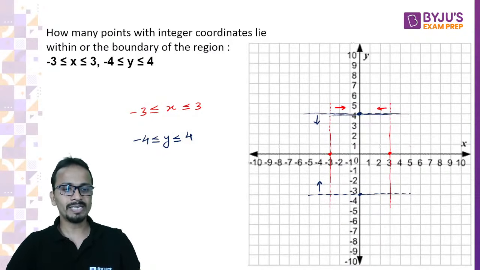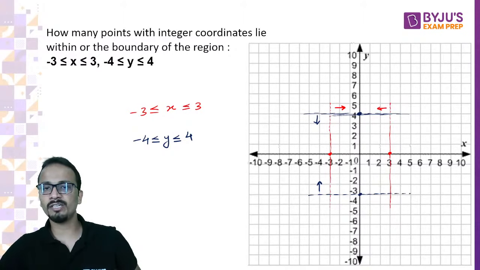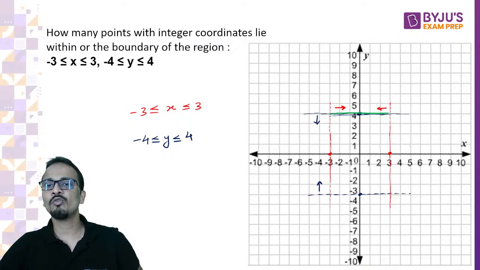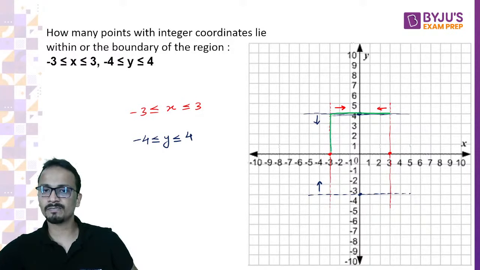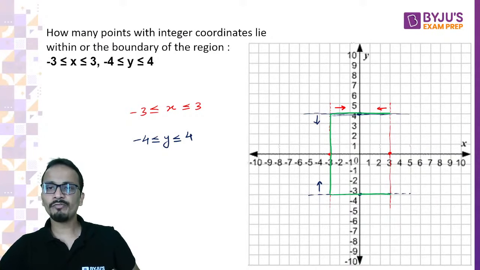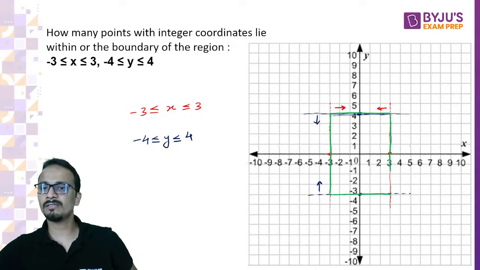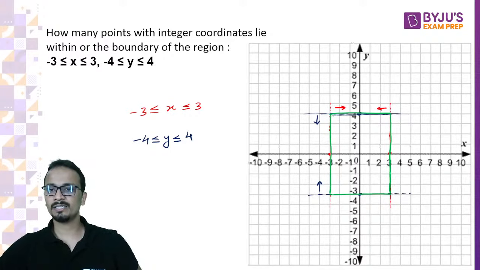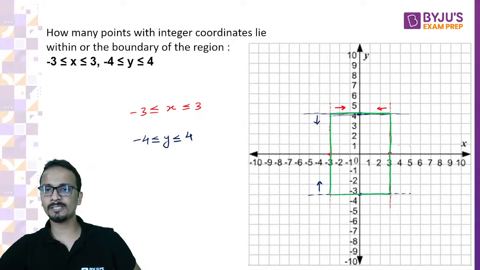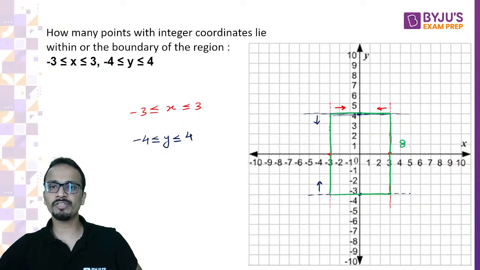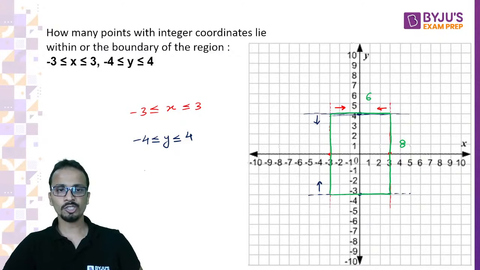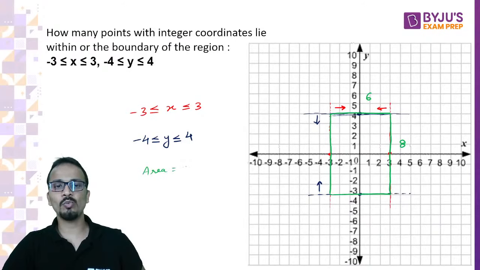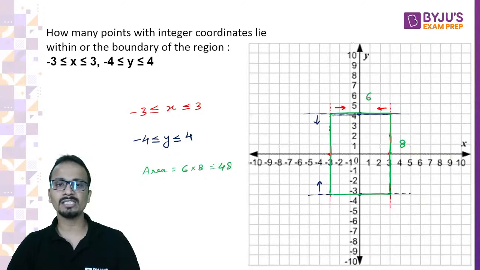So basically what figure have we obtained? We have obtained a rectangle which I am now marking with green color. If you have to find the dimension of this rectangle, I can say that the height of this rectangle is 8 units and the width of this rectangle is 6 units. So the area of this rectangle will be 6 into 8, that is 48. So this is one question that can be asked in the examination.